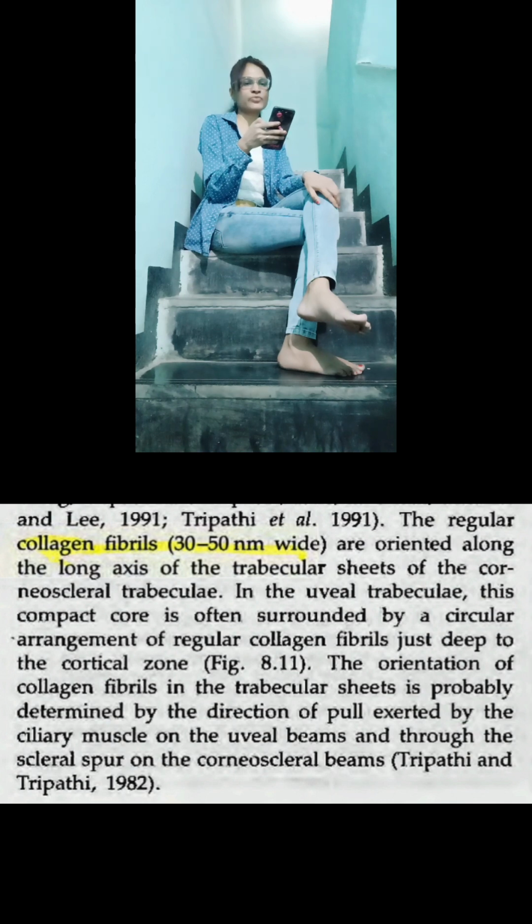The regular collagen fibrils, 30 to 50 nanometers wide, are oriented along the long axis of the trabecular sheets of the corneoscleral trabeculae. In the uveal trabeculae, this compact core is often surrounded by a circular arrangement of regular collagen fibrils just deep to the cortical zone. The orientation of collagen fibrils in the trabecular sheets is probably determined by the direction of pull exerted by the ciliary muscle on the uveal beams and by the scleral spur on the corneoscleral beams.